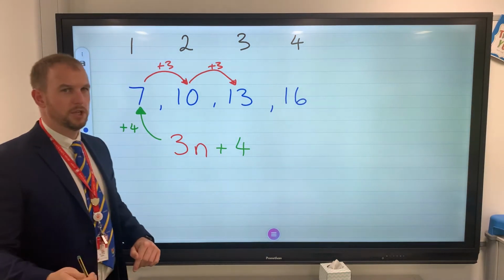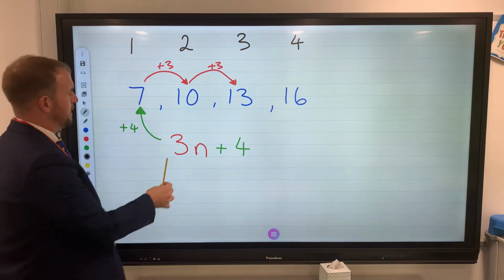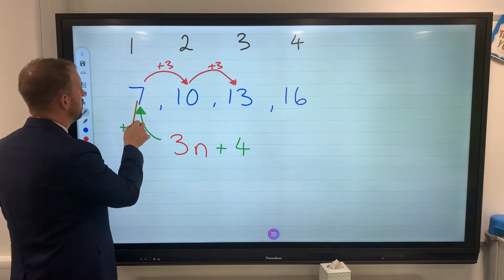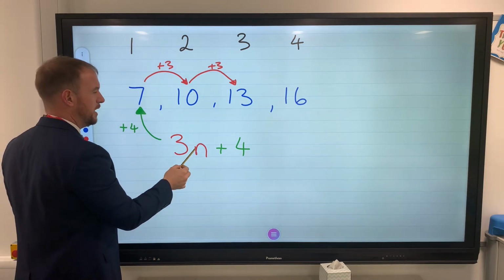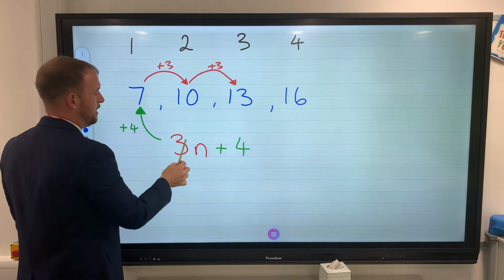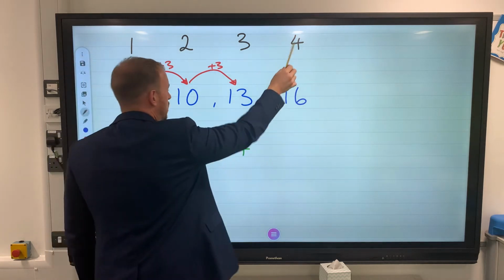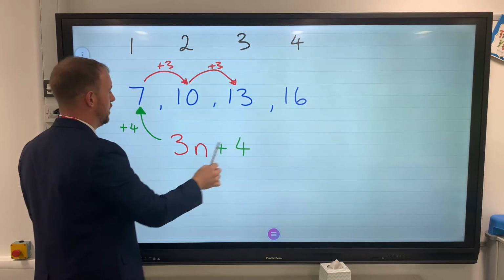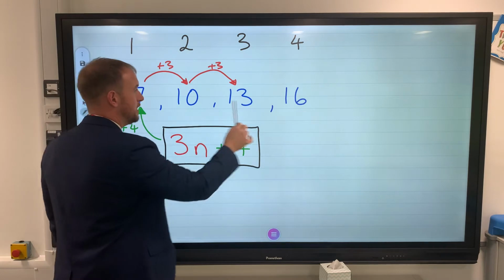So looking at a bit of substitution then, if n is 1, then 3 times 1 is 3, plus 4 is 7. So then when n is 2, 3 times 2 is 6, add 4 is 10. 3 times 3 would be 9, plus 4 is 13. When n is 4, 3 times 4 is 12, plus 4 is 16. So this nth term expression is for this sequence here.